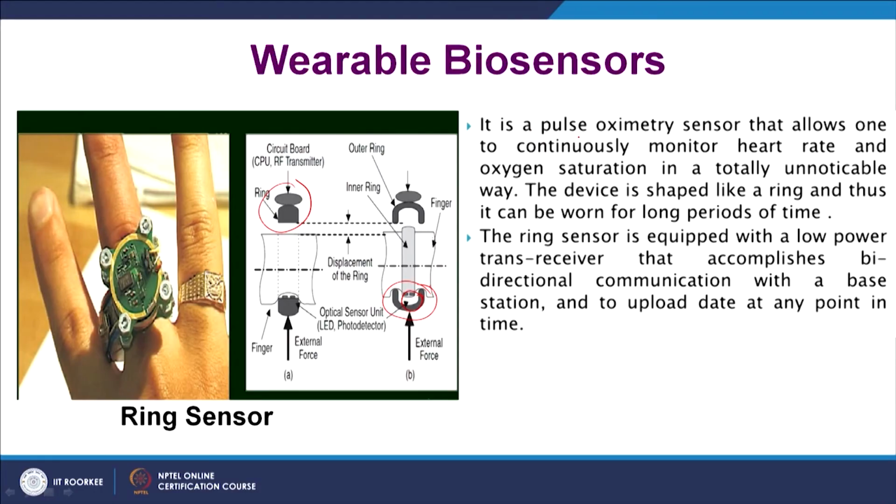So, let us read more about the wearable biosensor. It is a pulse oximetry sensor that allows one to continuously monitor heart rate and oxygen saturation in a totally unnoticeable way. The device is shaped like a ring, and thus it can be worn for long periods of time. The ring sensor is equipped with a low power transceiver that accomplishes bidirectional communication with the base station and uploads data at any point in time.